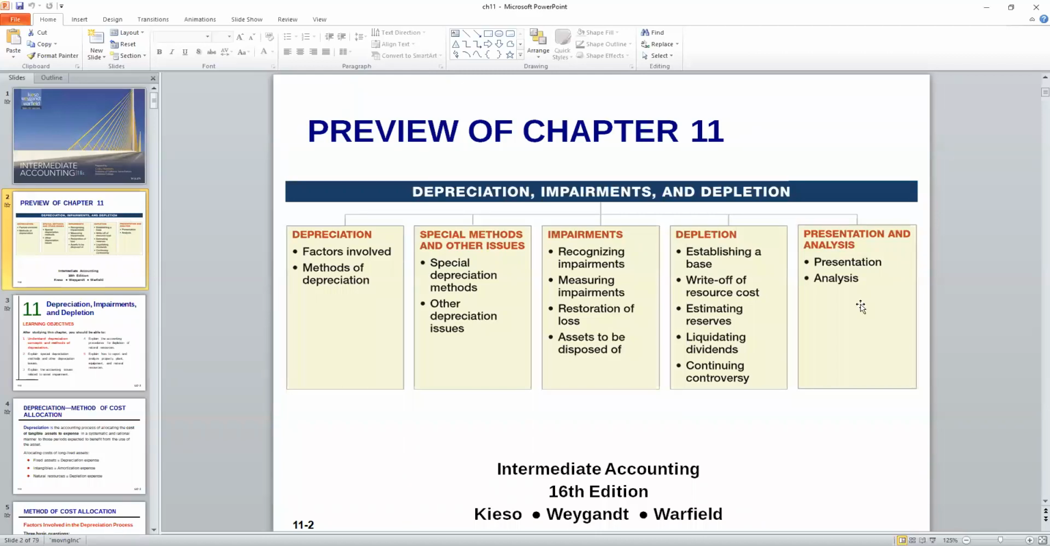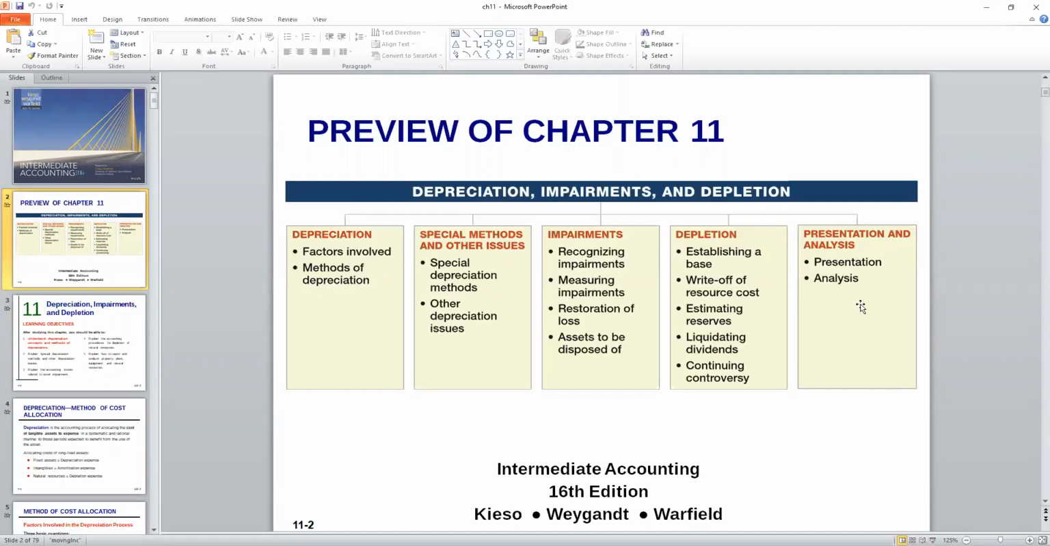All right, let's take a look at Chapter 11. Chapter 11 really goes with Chapter 10 because Chapter 10 is property, plant, and equipment, and Chapter 11 is the depreciation, impairment, and depletion that we may utilize to move portions of the value of an asset to the income statement. So depreciation basically is in place to allow for matching of revenue and expenses.